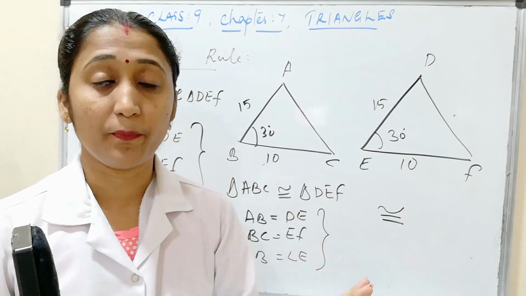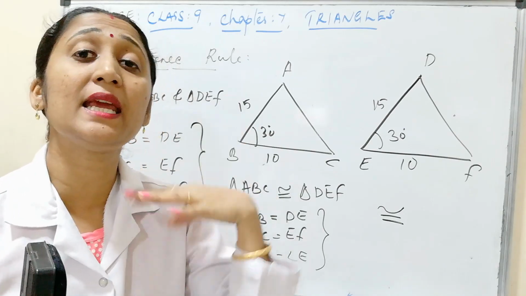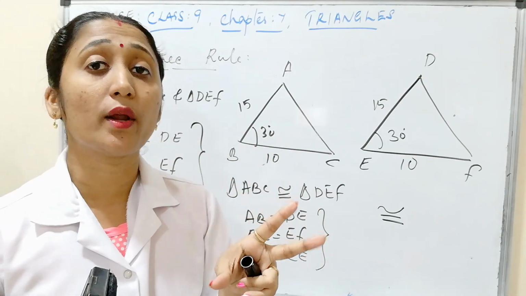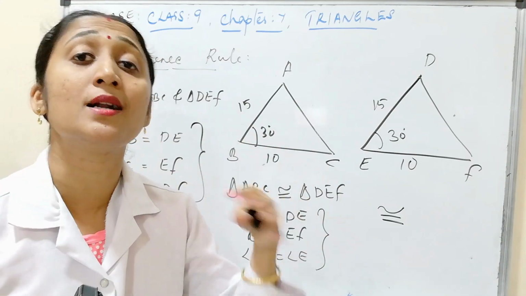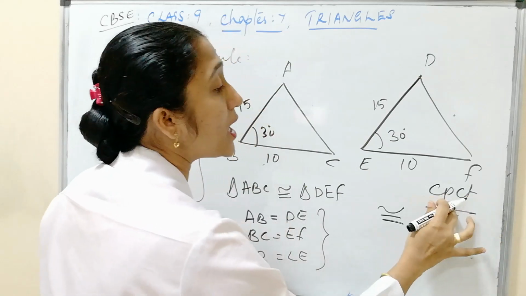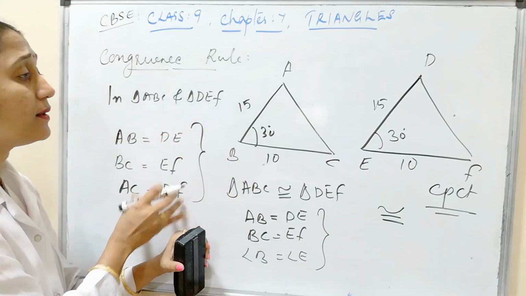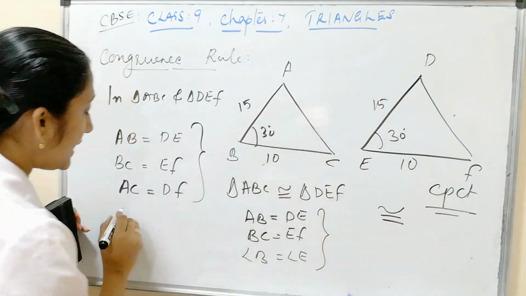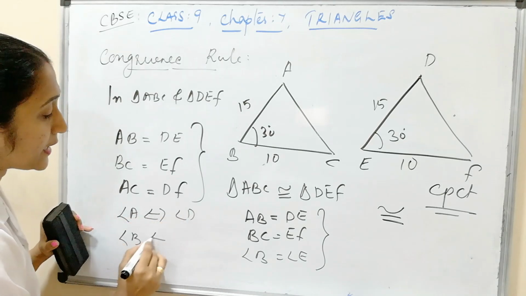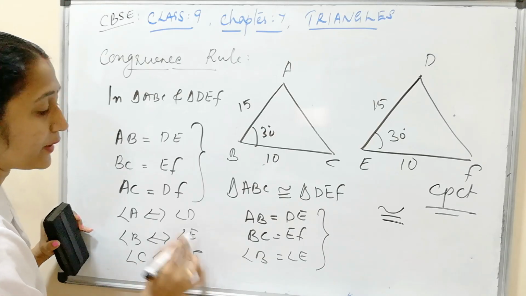This is congruency. If any two triangles are congruent, then the remaining corresponding parts are equal. That is called CPCT, corresponding parts of congruent triangles. Clear? In this case, what are the corresponding parts? Angle A corresponds to angle D, angle B corresponds to angle E, and angle C corresponds to angle F.